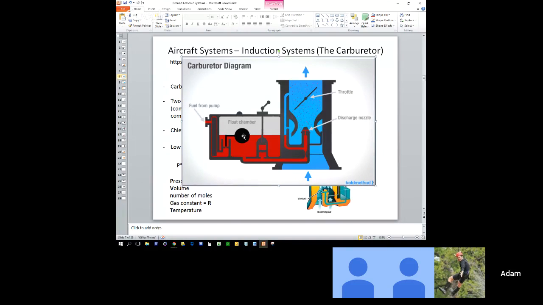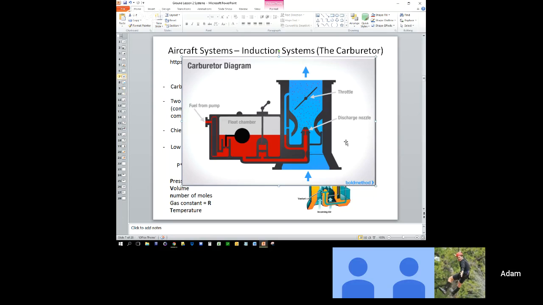And that float meters the amount of fuel entering what's called the discharge nozzle. It's very simple. The float, when it reaches a certain angle, let's picture this float moving down as the fuel leaves the chamber. It stops the flow of fuel into the injection nozzle, or into what's called the venturi here. Once the engine needs more fuel and the float reaches a certain height, it'll start to discharge fuel again into the nozzle.